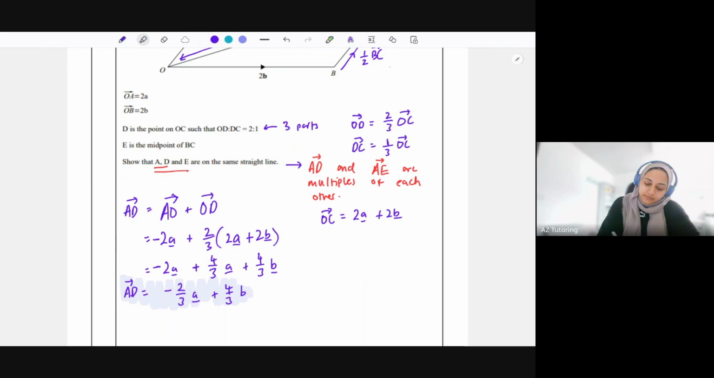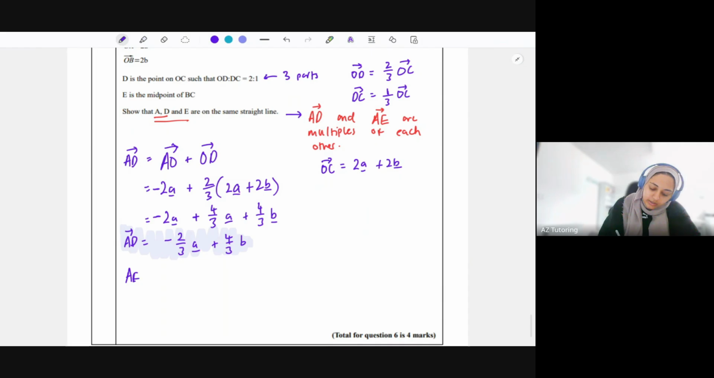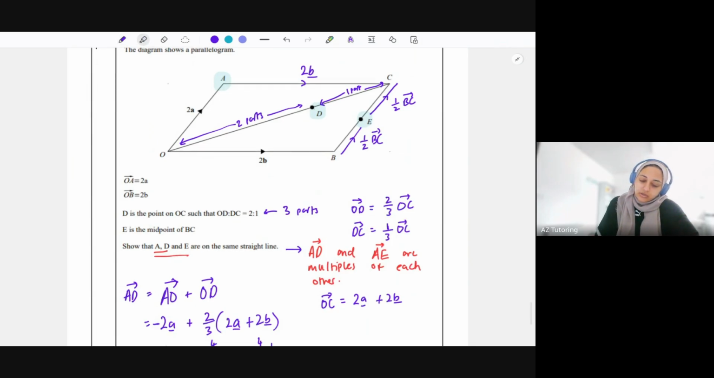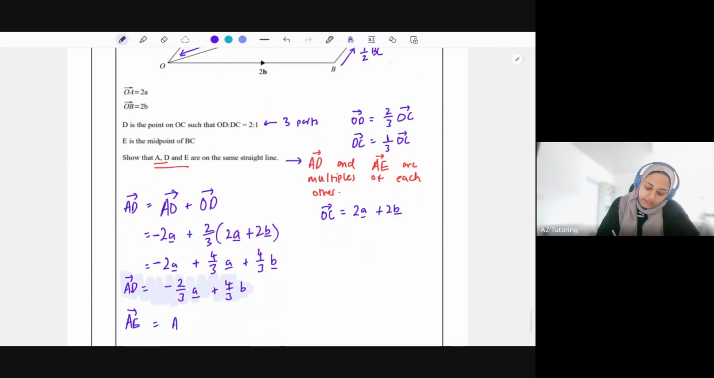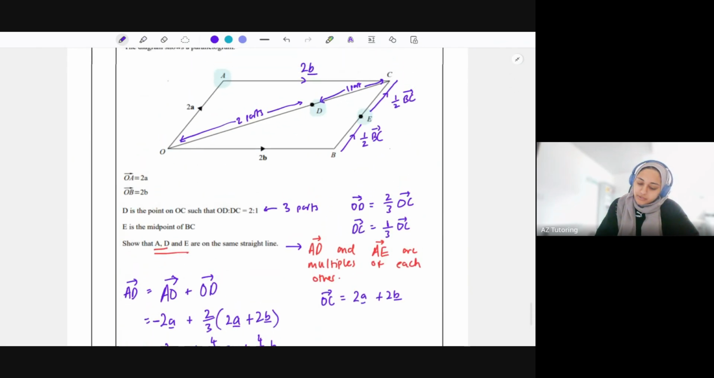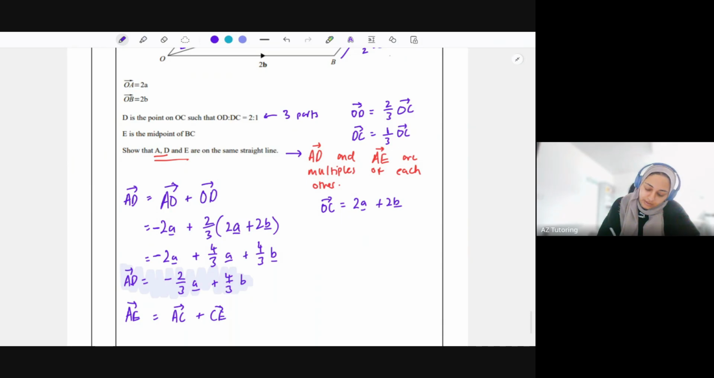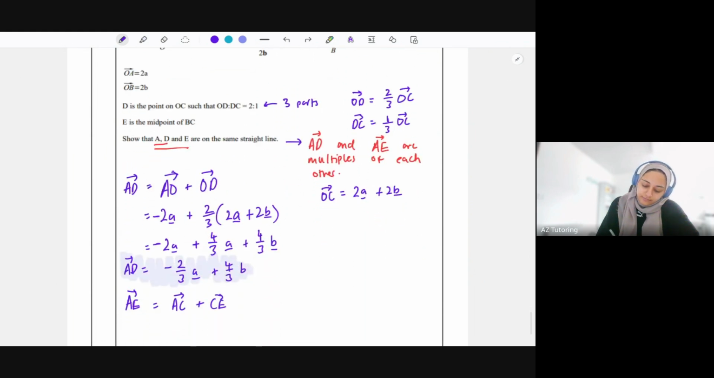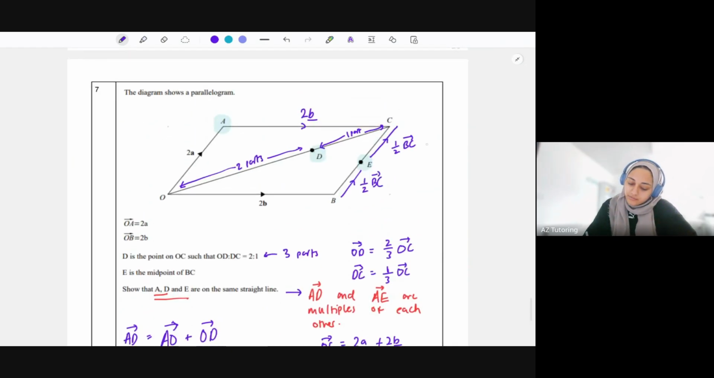Now let's find AE. So AE, which path could I take for A to E? I could go AC and then CE. So let's do that. I'm going A to C plus C to E. Yep, the starting and ending is the same as the starting and ending. So AC is just 2B because it's parallel to OB. So that's 2B. And then C to E, well, if I just rub these out because they're irrelevant because they're going in the other direction.